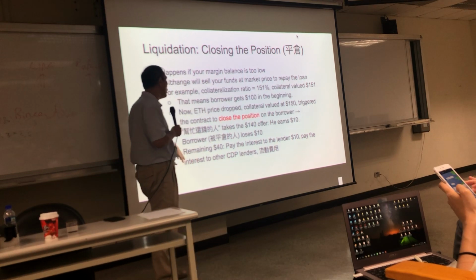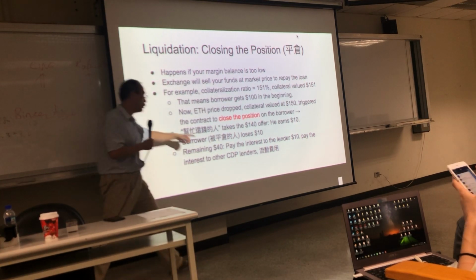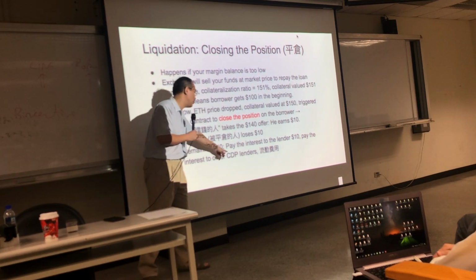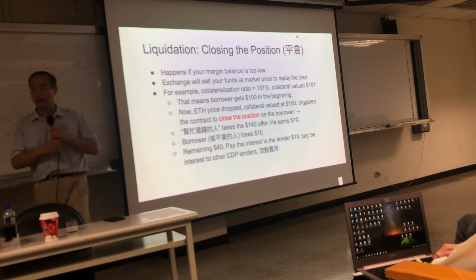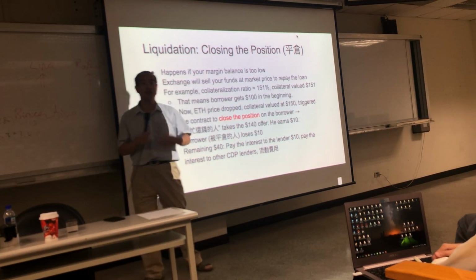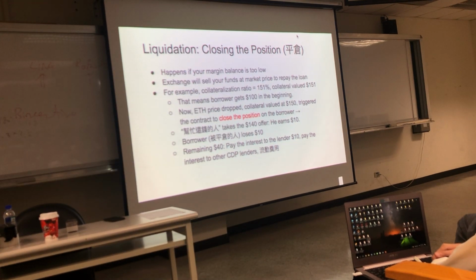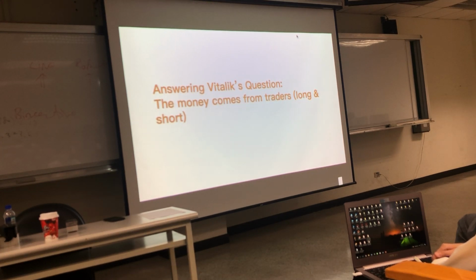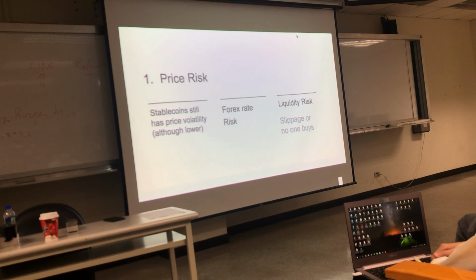And also you pay the interest to other CDP, collateralized debt position, lenders, and the platform needs to have some platform fee. It's called 流动费用. The platform people need to make some money too. Okay, so to answer Vitalik's question, the money comes from traders, the 小蜜蜂. Be it long position traders or short position traders, they make money.